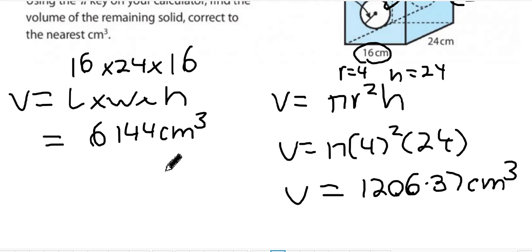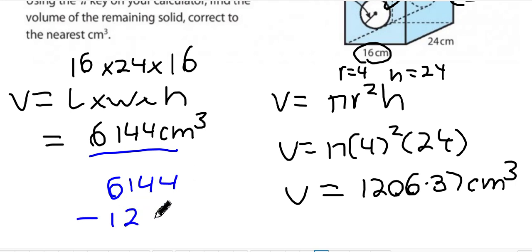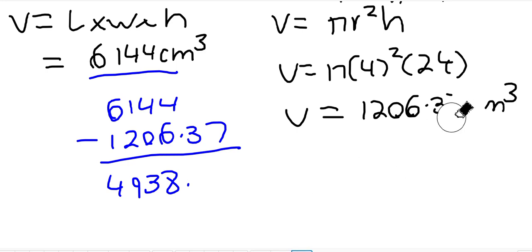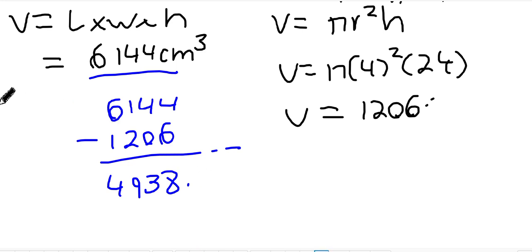Okay. Now, get your 6,144 and take away 1,206.37. We got 4938? 0.37. 4937.63. Oh, to the nearest. Yeah, I get you. So most of you rounded it off to 1206, and then just took it away and got 4938. Okay, centimeters cubed.